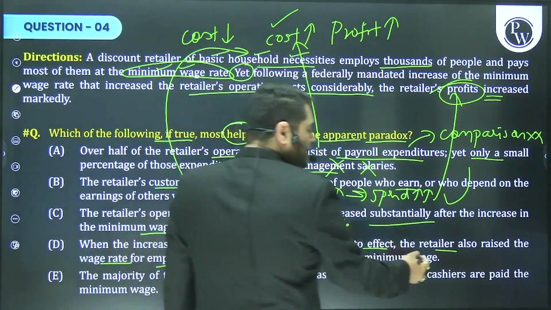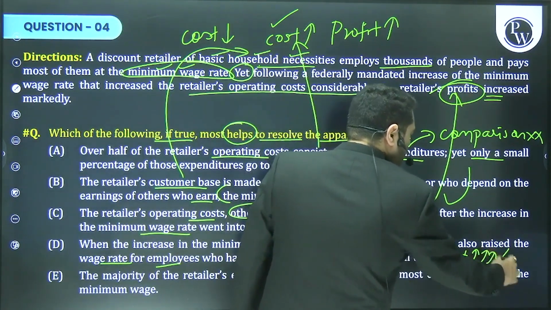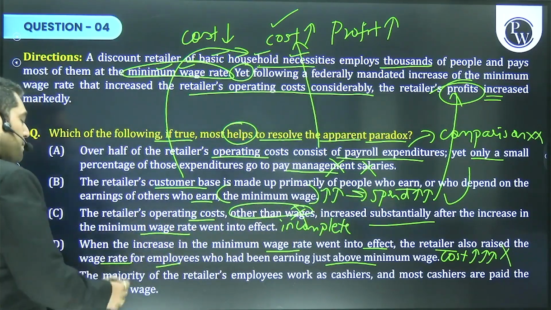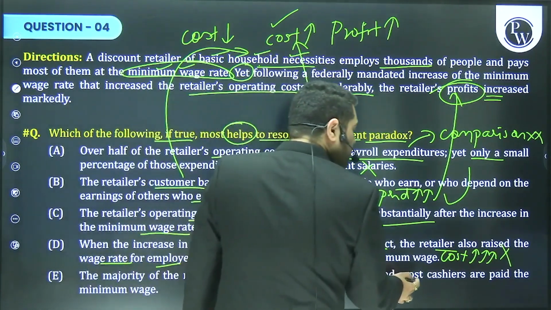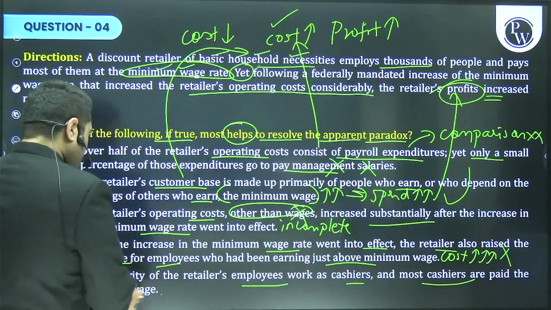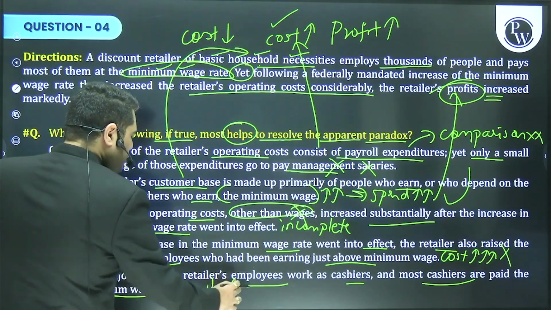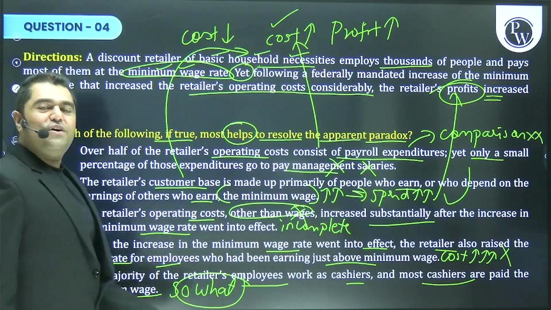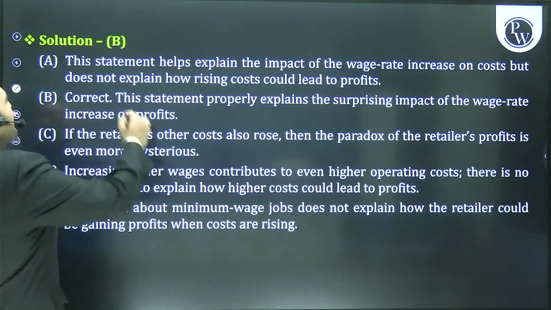Oh my god, because of this the cost went very high, profit nothing. Last, the majority of the retailer's employees work as cashiers, and most cashiers are paid the minimum wage. So what? Beta, you have to explain the profit part. This was a straightforward answer, because if they earn more, they will spend more. 100%. B is the right answer.